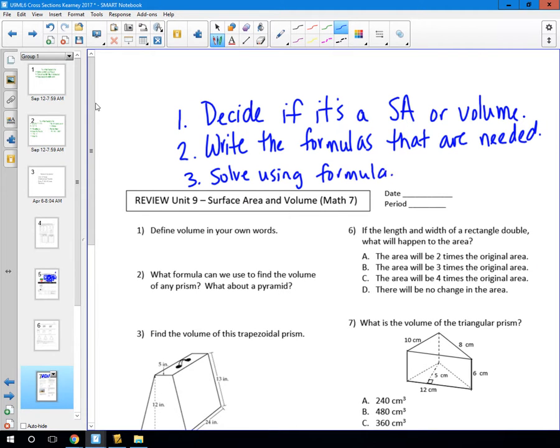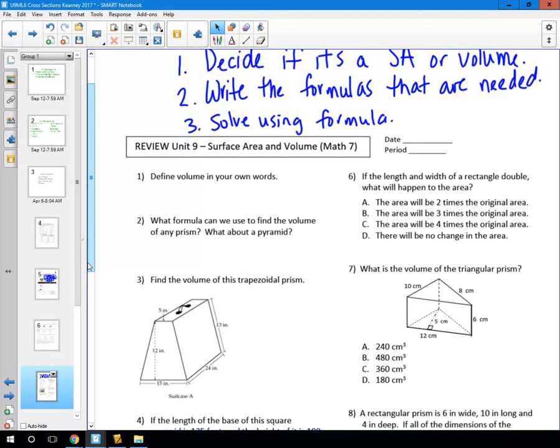Okay, so I'll go through one with you really quickly. So let's do number 3, using those 3 steps. Number 3 says find the volume of this trapezoidal prism. So first, I know it's a volume problem, and I know it's the volume of a prism. So step 1, I've decided it's a volume problem. Step 2, I'm going to write the formula.